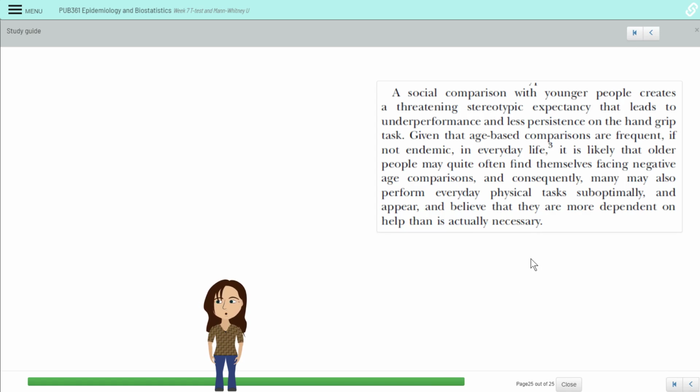And then they've written a plain language explanation of what this means. So we do the test, we write that statistical result, and then we write a plain language statement. A social comparison with younger people creates a threatening stereotypic expectancy that leads to underperformance and less persistence on the hand grip task. Given that age-based comparisons are frequent, if not endemic, in everyday life, it is likely that older people may quite often find themselves facing negative age comparisons, and consequently, many may also perform everyday physical tasks suboptimally and appear and believe that they are more dependent on help than is actually necessary.